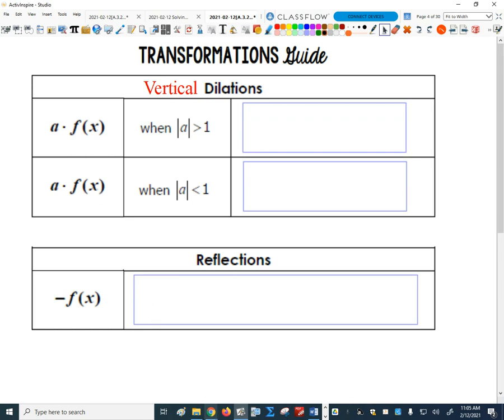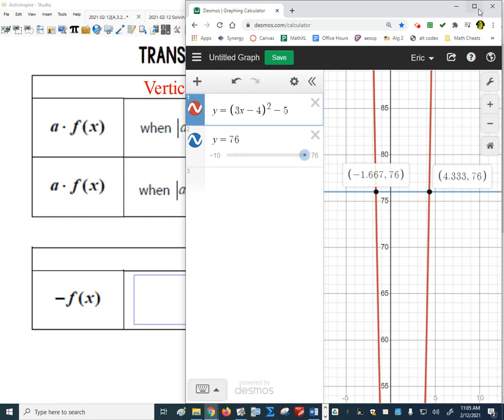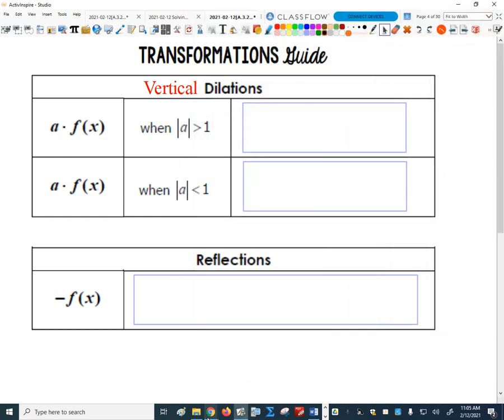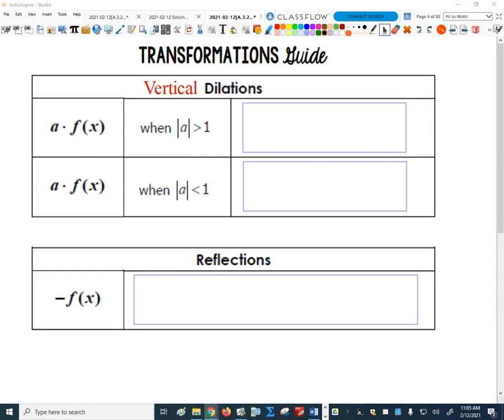Okay, let's go back to that picture we were just looking at. Well, that's not it. Well, I guess I got rid of it. That's all right. I'll open it up again.